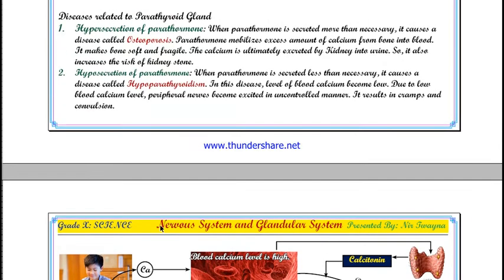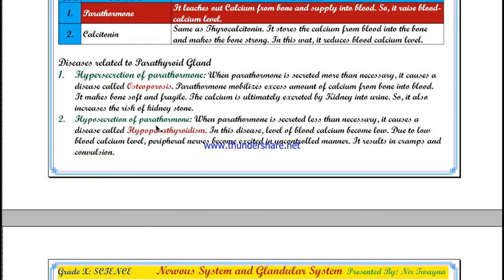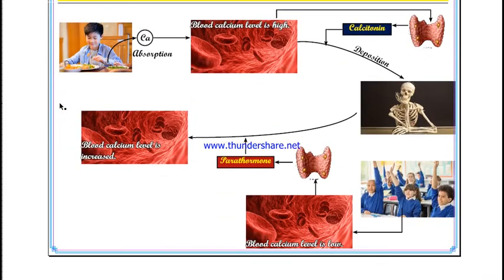Okay, let us go back now. Some diseases related to parathyroid gland. What happens if parathormone is released more than necessary? What happens if a high level of parathormone is released? You can see in this diagram, what does parathormone do? Parathormone leaches out calcium from your bone to blood.